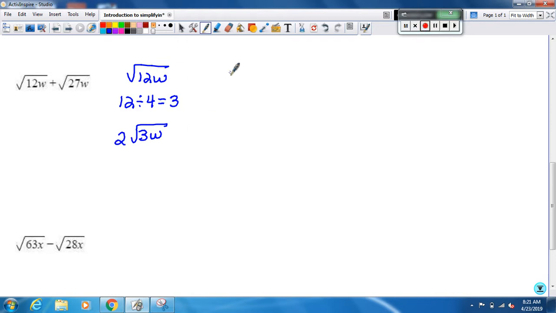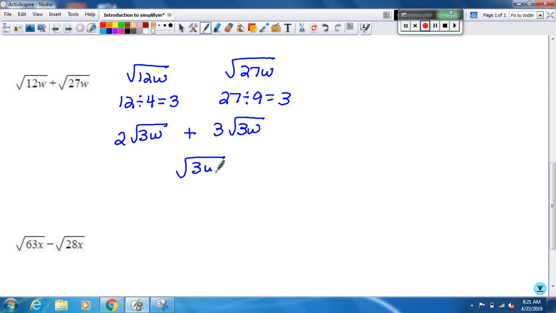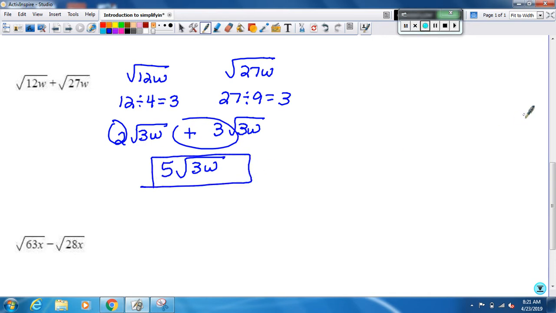Okay, so then square root of 27w. We can divide by 9. 27 divided by 9 is 3. So that goes under the radical with the w. Square root of 9 is 3. And we had a plus sign between them. So the square root of 3w, 2 plus 3 is 5. 5 square roots of 3w.